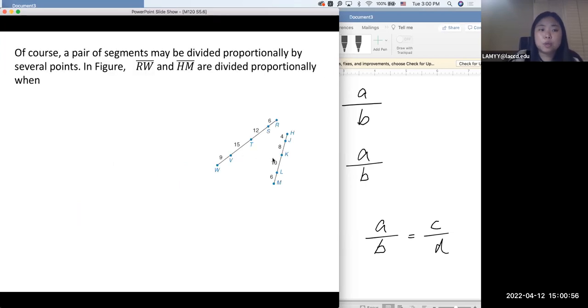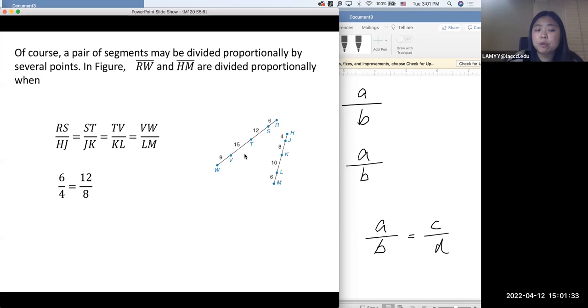I have another two line segments, RW and HM. They are divided proportionally when I can write the proportion this way: RS over HJ equal to ST over JK equal to TV over KL and VW over LM. We're going to compare them side by side here.